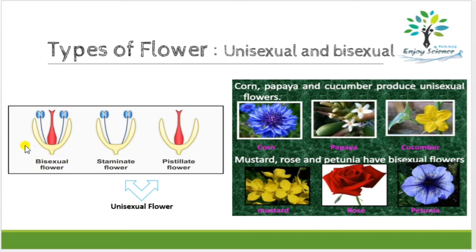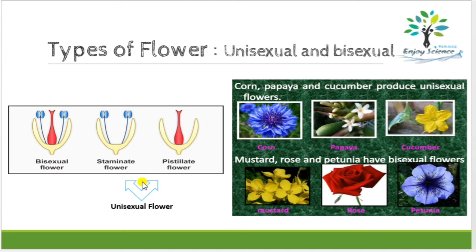A bisexual flower means a flower having two different reproductive parts in the same flower, that is the male reproductive part and the female reproductive part. They are present in the same flower. That is a bisexual flower, having two sex organs. This is the stamen, the male part, and this is the carpel or pistil, the female part. These two different reproductive structures are present within a single flower, and that is called a bisexual flower.